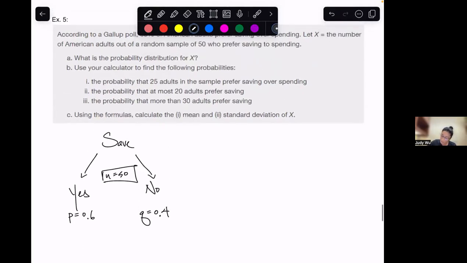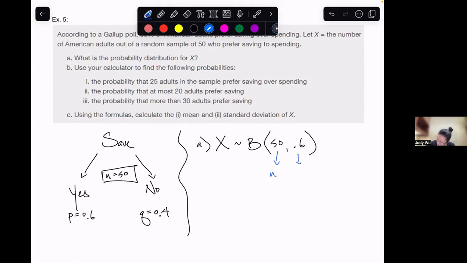Now, part A says, what is the probability distribution for X, all right? Now, the way your book writes it, it writes X is a binomial distribution. They use the uppercase letter B, and then they put how many are in your sample, so 50, comma, your probability of success, okay? So this first number is your n, and this second number is your p, all right?